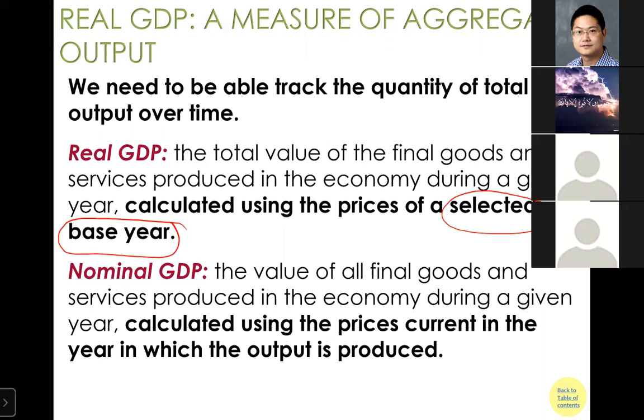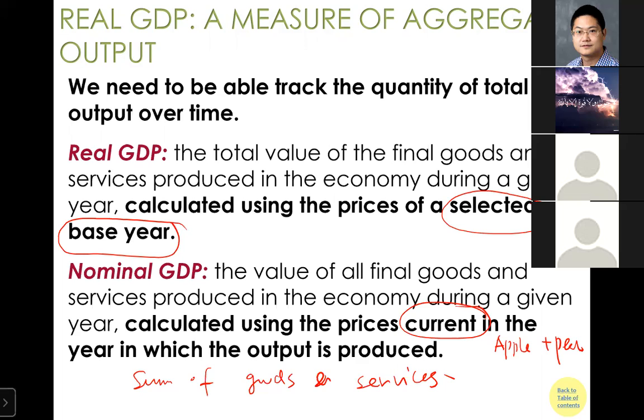And then what is nominal GDP? Similarly, we calculate the GDP, but we use the price of the current year. So the key word is current year. You may wonder, why does that matter? It's because when we calculate GDP, it is a summation of goods and services, but different goods and different services have different prices. In some sense, you cannot simply add apples versus pears.